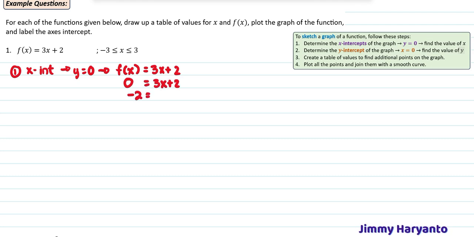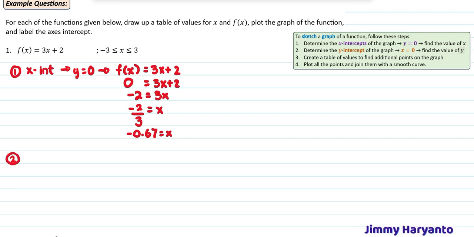So move the 2 to the left hand side, you will have negative 2. And then you will move the 3 to the left hand side, you will have negative 2 over 3. Or in decimals, this one will be negative 0.67. Why did I calculate the result as decimals? Because we will plot it later in the Cartesian plane, and it will be easier if you use decimals.